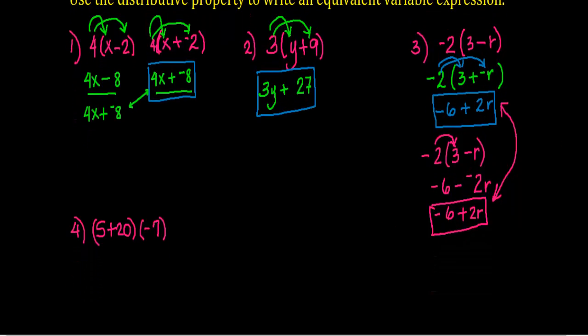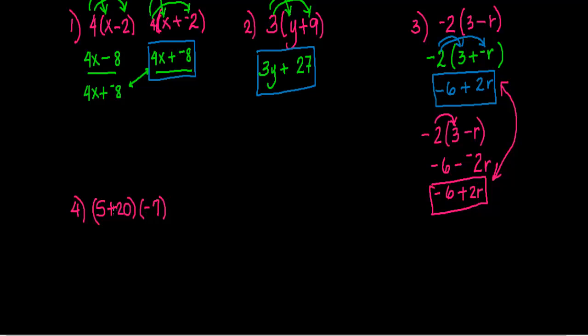For example 4, notice that the difference here in example 4 is that we usually see that number in front of the parentheses, not behind the parentheses like we have it here. But it's the same thing, okay? I don't have any minuses. I have s plus 20 multiplied by negative 7. So we distribute the negative 7.